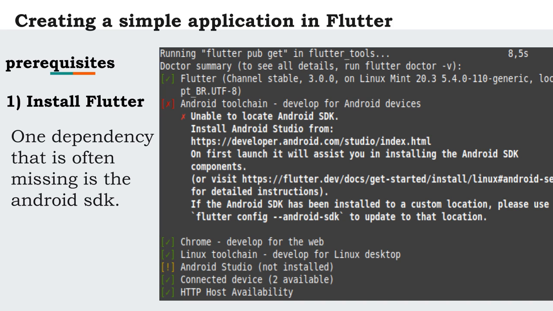Start Android Studio, and go through the Android Studio Setup Wizard. This installs the latest Android SDK, Android SDK Command Line Tools, and Android SDK Build Tools, which are required by Flutter when developing for Android.